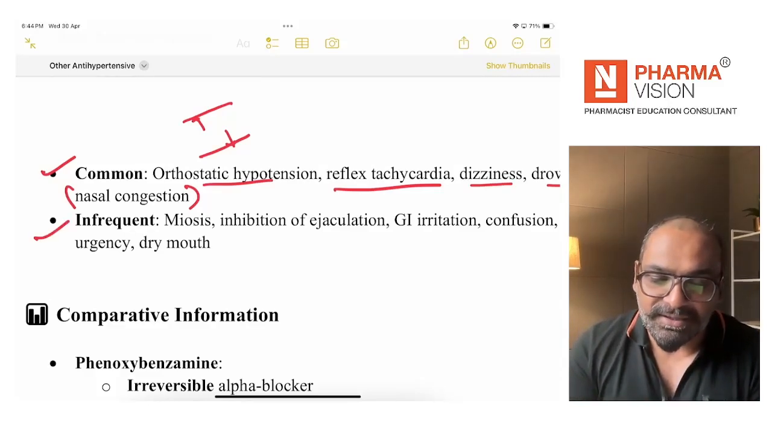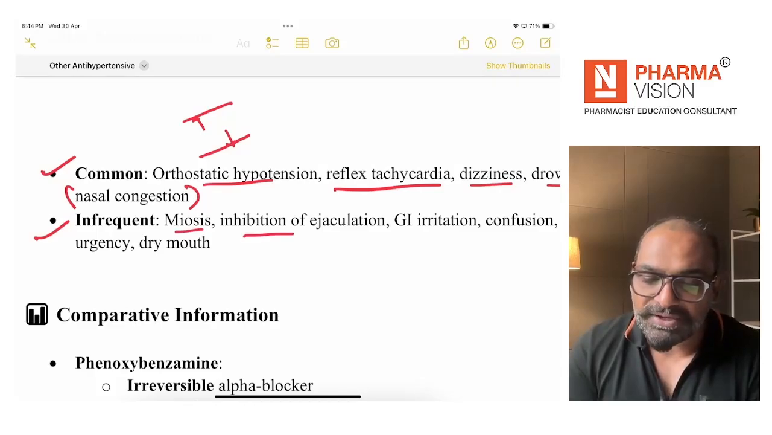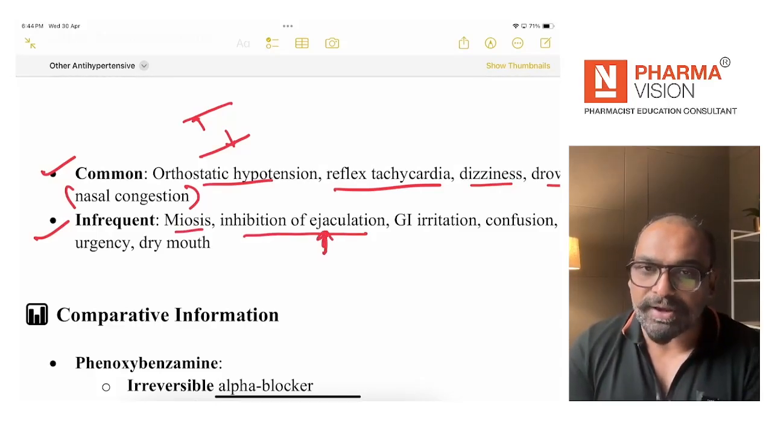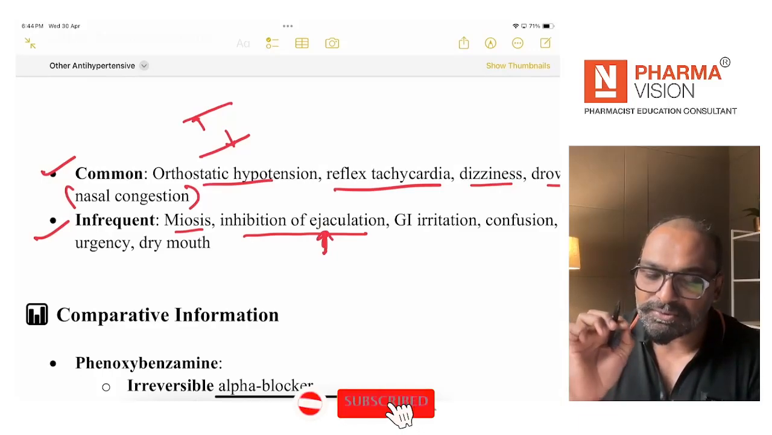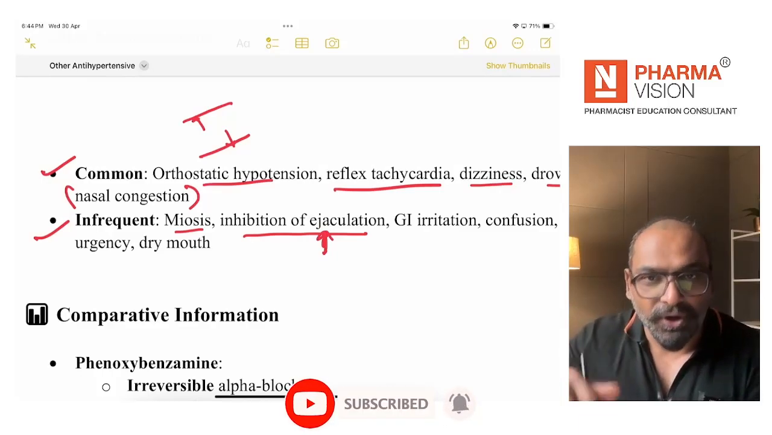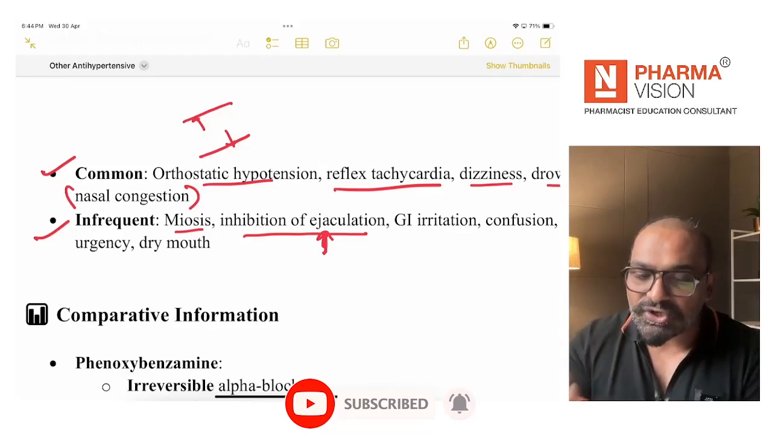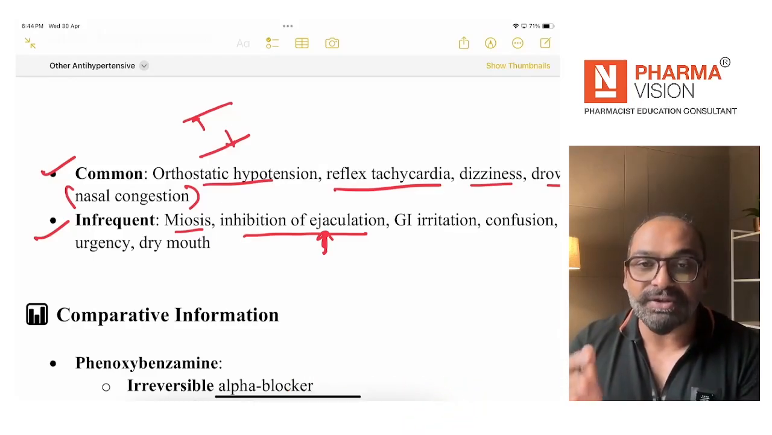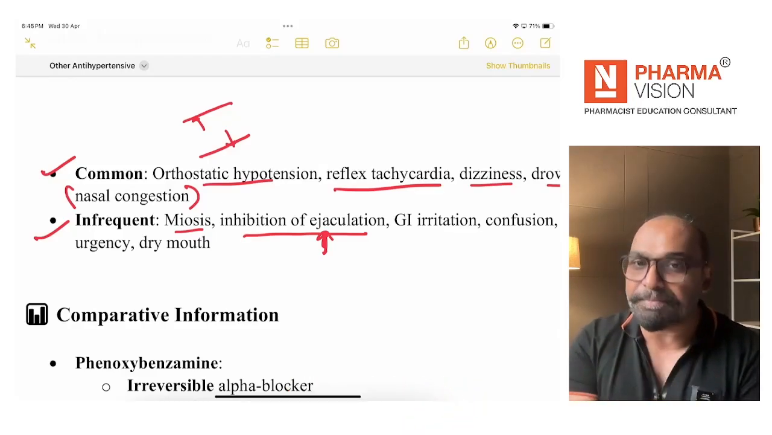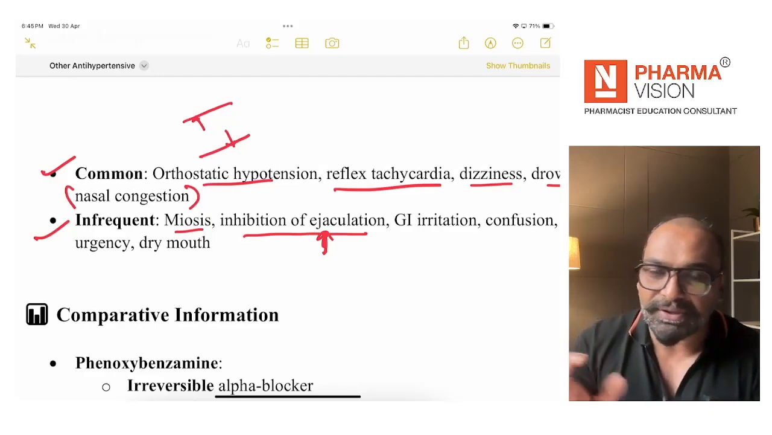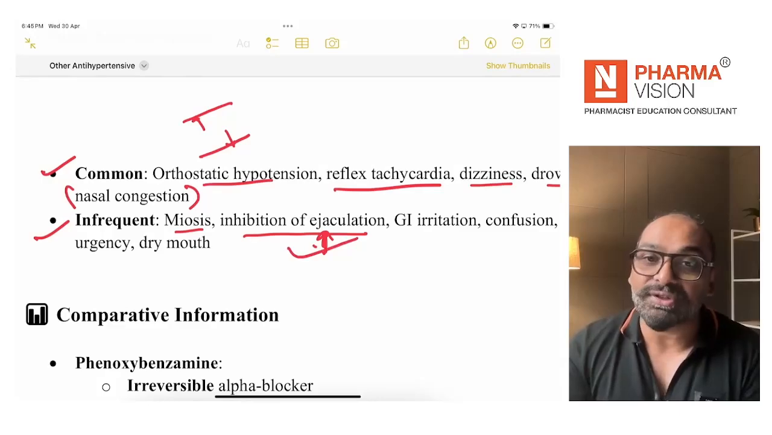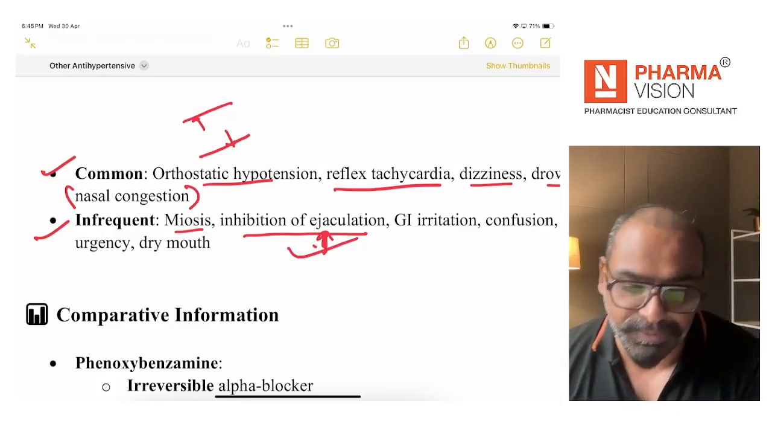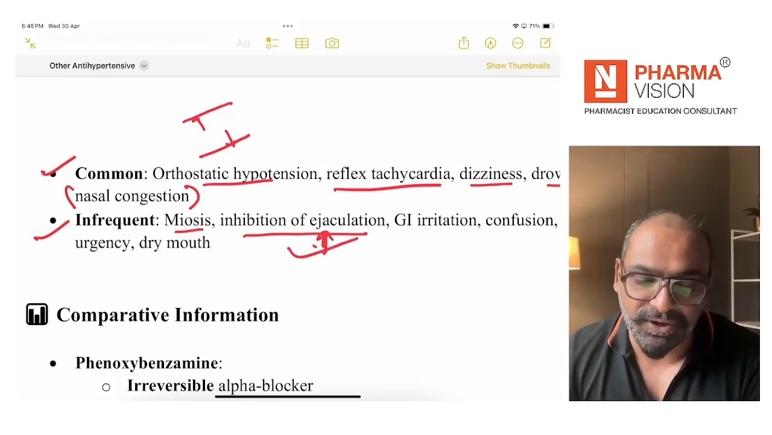Infrequent side effects: miosis, inhibition of ejaculation. Erection, especially in the male, is because of the parasympathetic, and ejaculation is mainly because of the sympathetic. So due to the sympathetic disturbance there might be inhibition of ejaculation. That kind of problem might be experienced by the patient taking this medication.